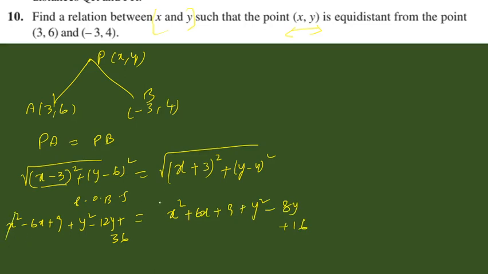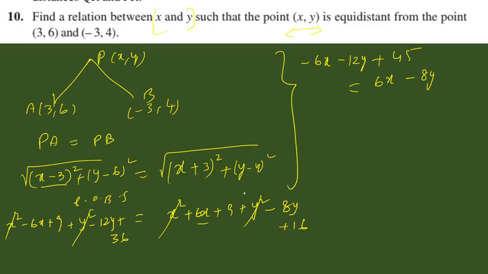Now I can cancel this x square and y square on either side. See, I cannot cancel 6x and minus 6x. These both have different signs. So let us simplify further. We will get minus 6x, okay, sorry, let me write the variables first. Minus 12y, which are the variables here on the left side, and 9 plus 36 is 45. What about the right side? You have 6x minus 8y, and then you have plus 25.